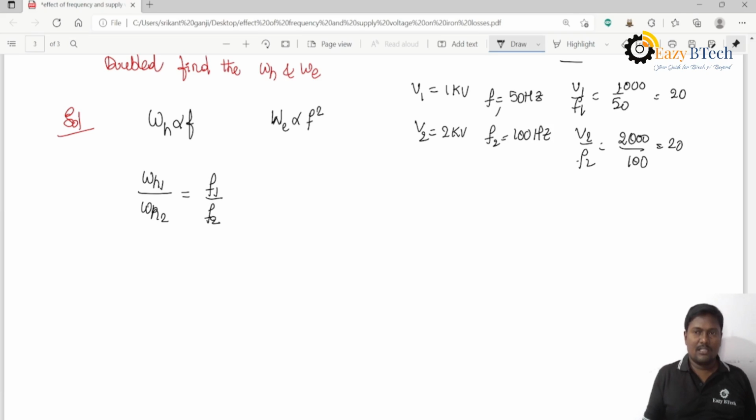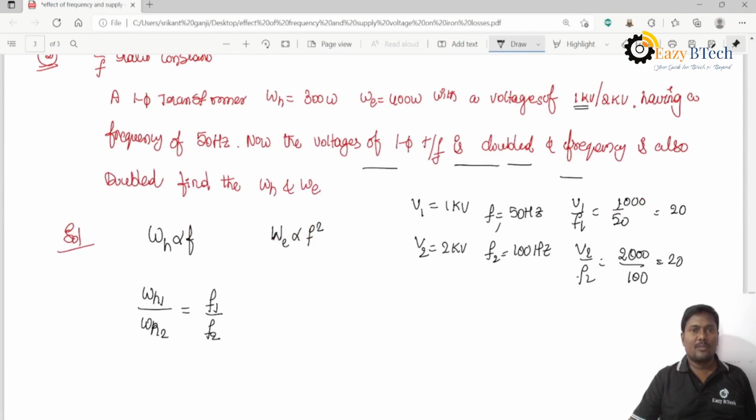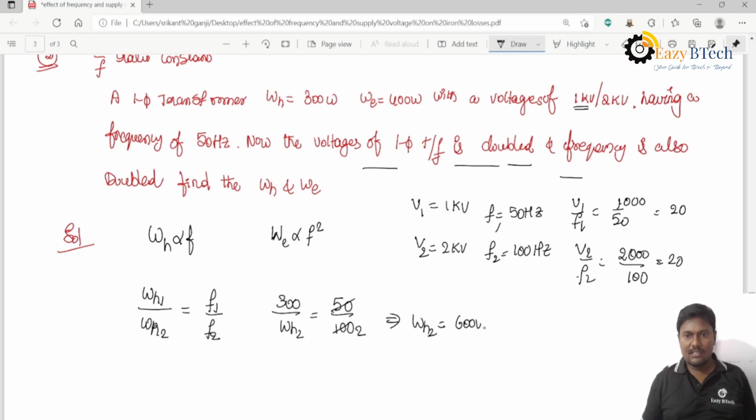divided by F2. The hysteresis loss 1 for this problem is 300. 300 divided by hysteresis loss 2 is equal to F1 is 50 and F2 is 100. Then the hysteresis loss 2 is 600 watts.